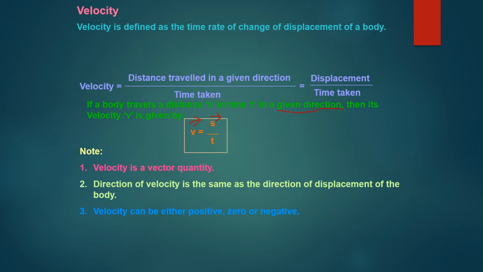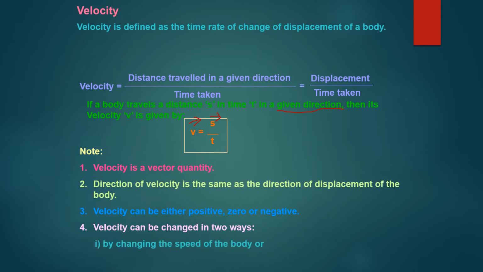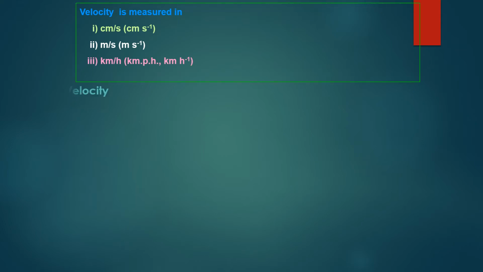Velocity can either be positive, zero or negative. Velocity can be changed in two ways: by changing the speed of the body, or by keeping the speed constant but changing the direction. It is to be noted there is direction involved with the velocity. Velocity is measured in centimeter per second, meter per second, or kilometer per hour.